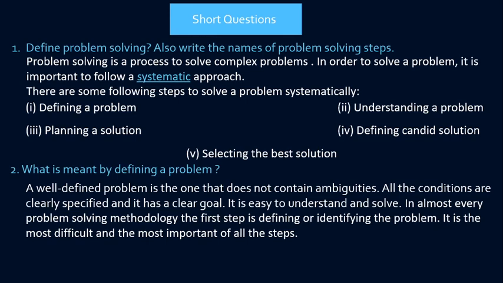Question number 2. What is meant by defining a problem? A well-defined problem is the one that does not contain ambiguities. All the conditions are clearly specified and it has a clear goal. It is easy to understand and solve. In almost every problem-solving methodology, the first step is defining or identifying the problem. It is the most important and the most difficult of all the steps.